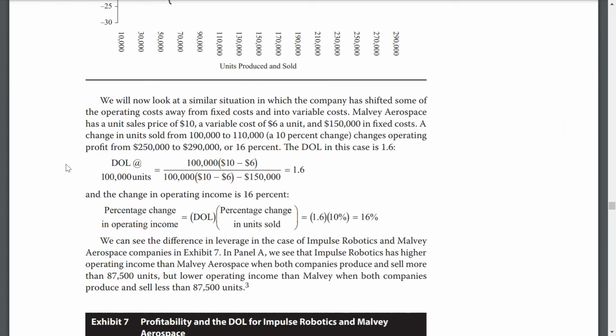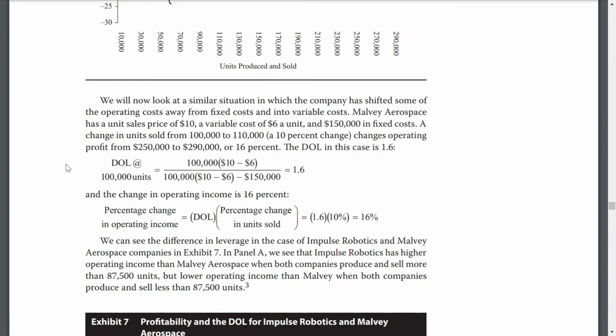We now look at a similar situation in which the company has shifted some of its operating costs away from fixed costs and into variable costs. Marvel Aerospace has a unit sales price of $10, a variable cost of $6 a unit, and $150,000 in fixed costs. A change in units sold from 100,000 to 110,000, a 10% change, changes operating profit from 250,000 to 290,000, or 16%. The DOL in this case is 1.6, as such. We can see the difference in leverage between Impulse Robotics and Marvel Aerospace in Exhibit 7, Panel B.